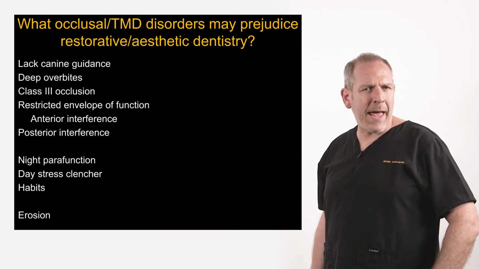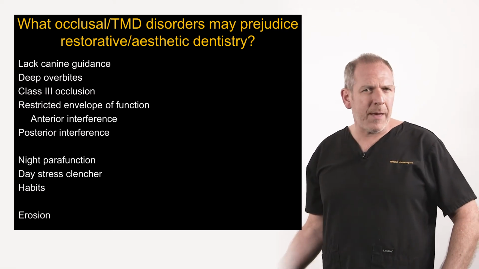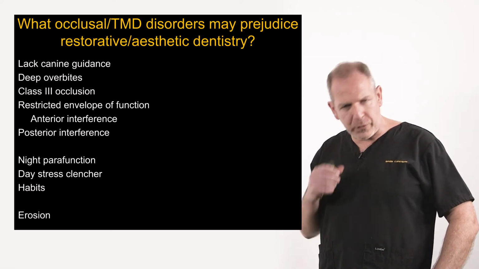And habits such as pen chewing, nail biting, builders who carry nails in their mouth, electricians who strip the plastic off wires, all of that can cause problems as well. And finally, what can upset the whole system as well is erosion. So acid softening the teeth so that the parafunction wears the teeth more quickly, or the deep overbite becomes more of a wear problem because the teeth are softer. So a lot of things that can prejudice our restorative dentistry.